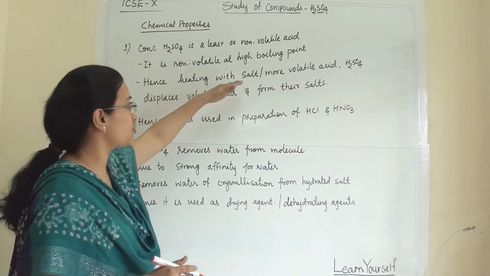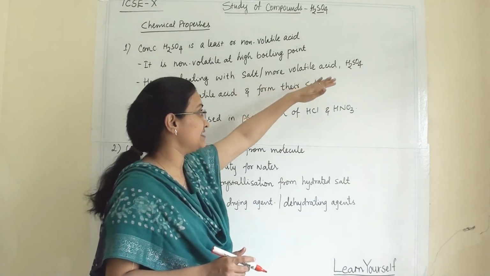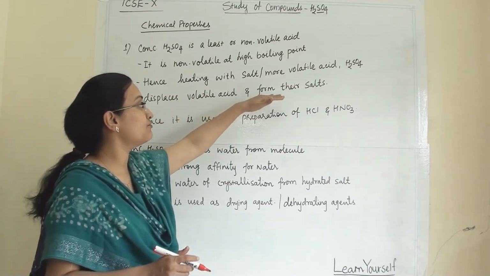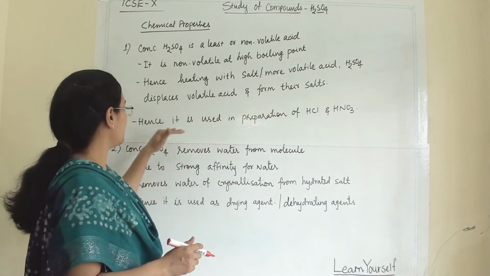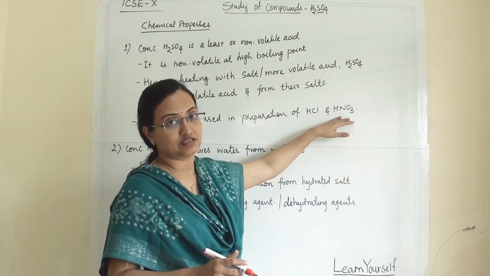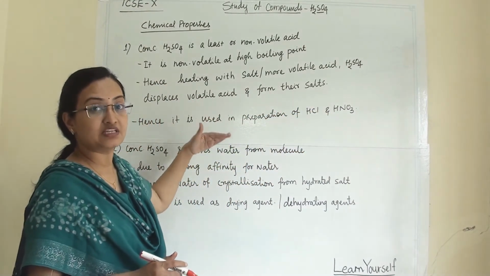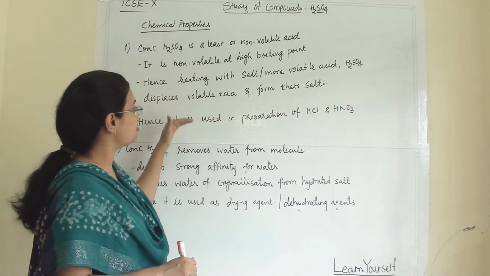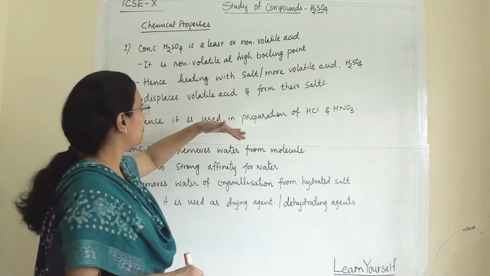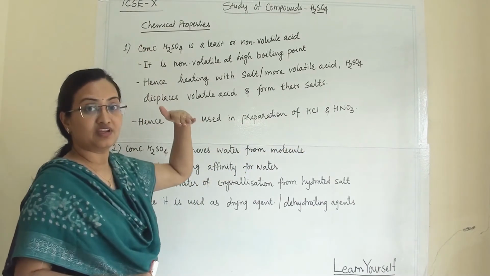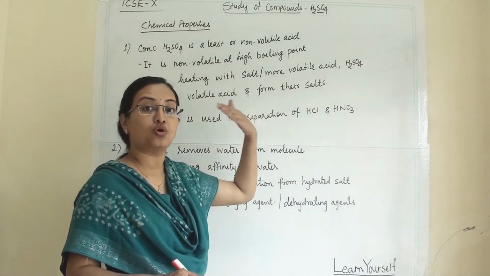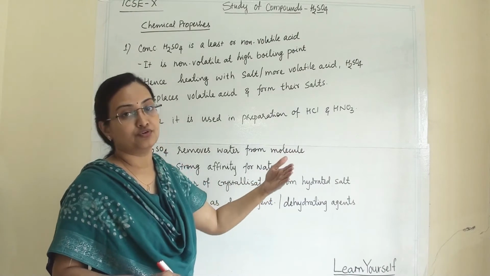Hence, on heating with a salt of a more volatile acid, sulfuric acid displaces the volatile acid and forms its salt. That's why it is used in the preparation of hydrochloric acid and nitric acid. From this, multiple questions can be asked: why H2SO4 is used in the preparation of hydrochloric acid and nitric acid, and why concentrated sulfuric acid is used in the preparation of salts and acids which are more volatile compared to sulfuric acid.